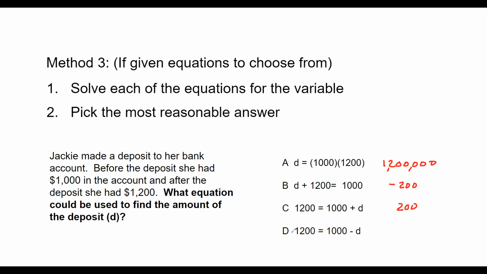And for option D, I would subtract 1,000 from both sides. That gives me 200 is equal to negative D. I would need to do some additional algebra here by multiplying both sides by -1. And that would again say D is equal to negative 200. So that gets us to the correct answer as well.